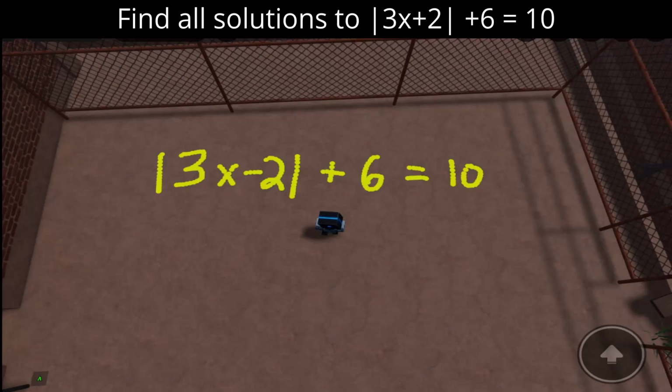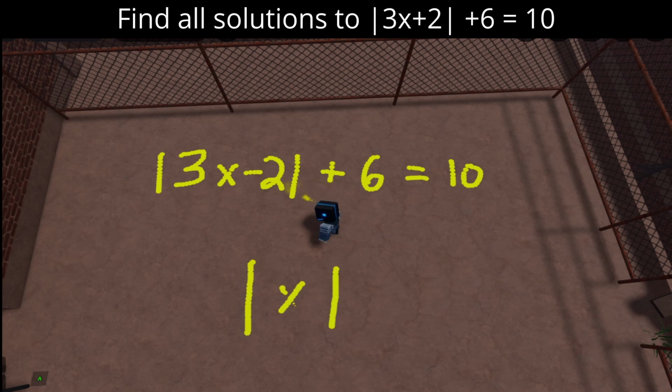In today's video, we're going to do absolute value equations. Before I do that though, let's talk about what an absolute value is. So remember, an absolute value takes whatever number you have in there and it makes it positive, no matter what.